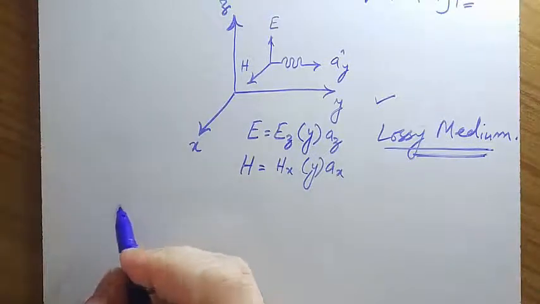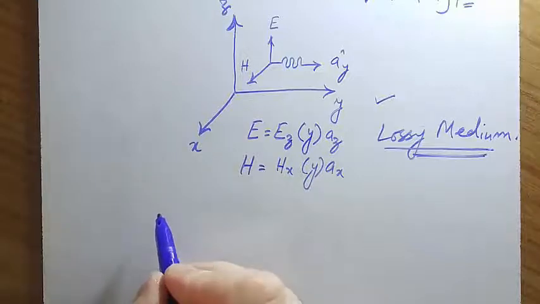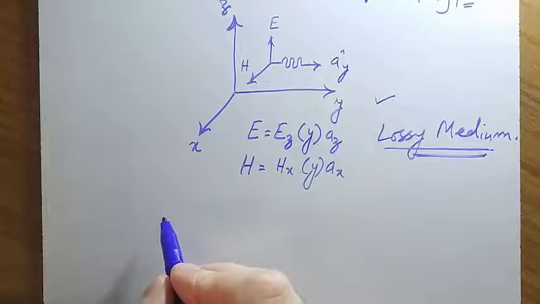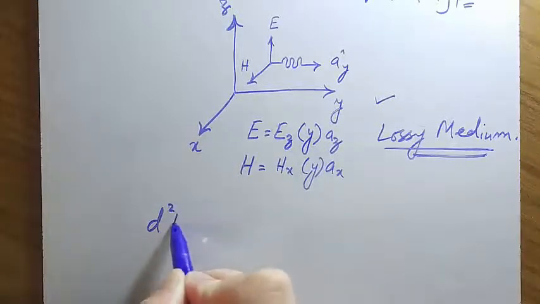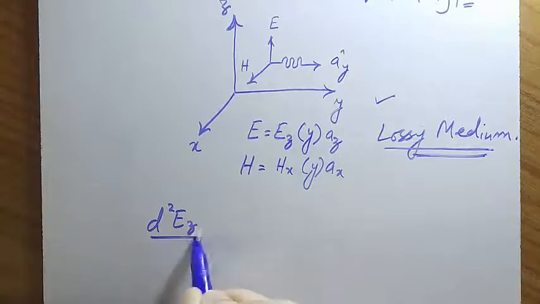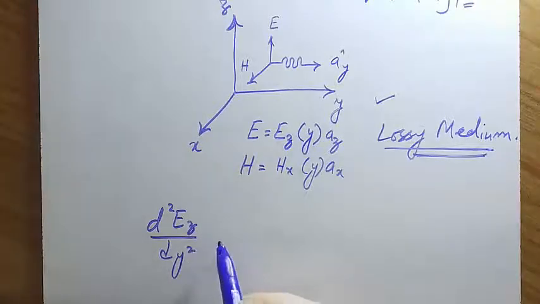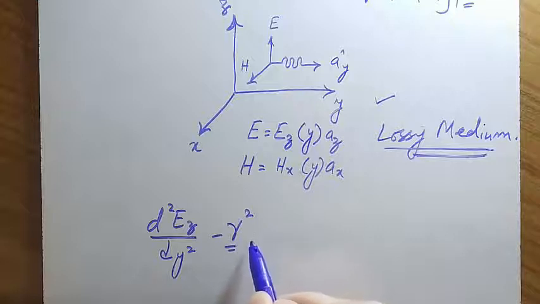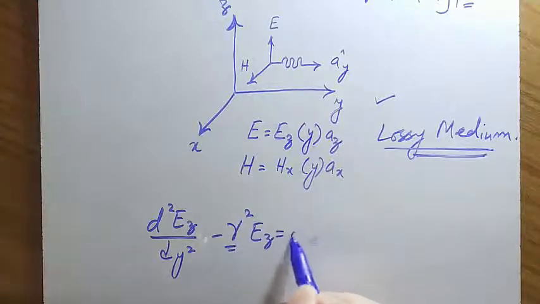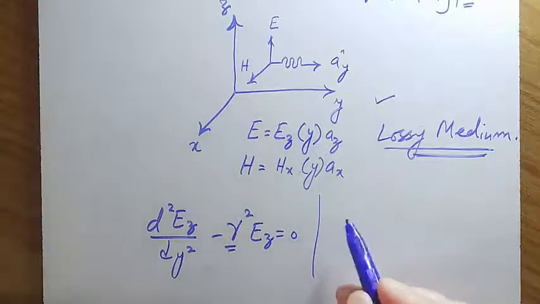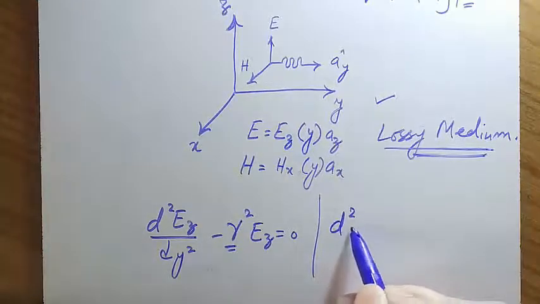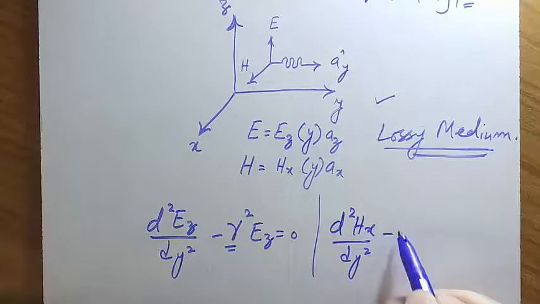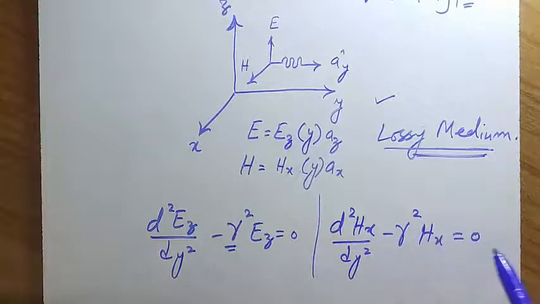It is the same way we calculated for the lossless case, and the end result, the differential equations governing the plane wave field components in the lossy medium, are d square Ez by dy square minus gamma square Ez equal to 0. Likewise, the other equation governing the H field is the double derivative of Hx with respect to y minus gamma square Hx, equal to 0.